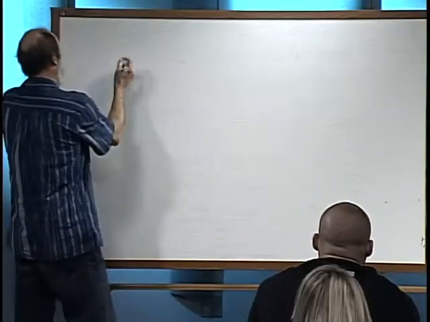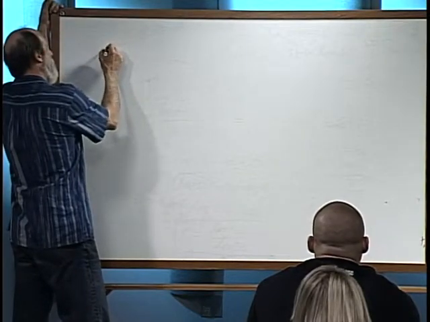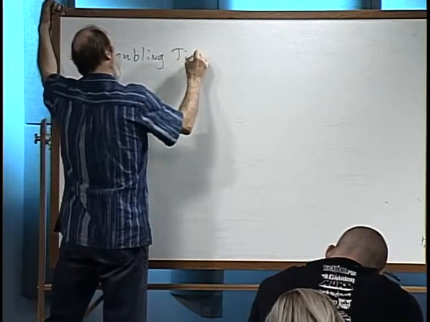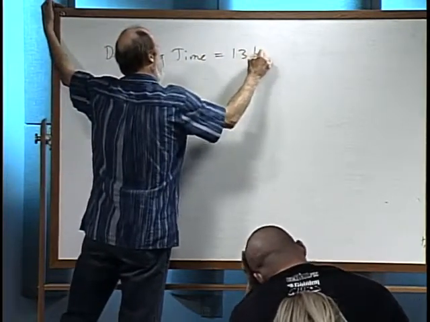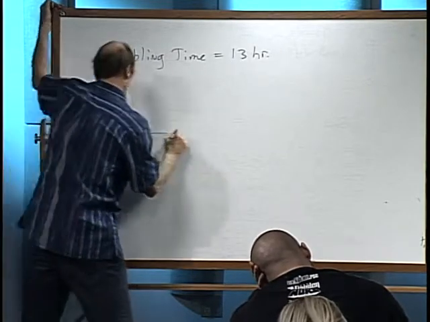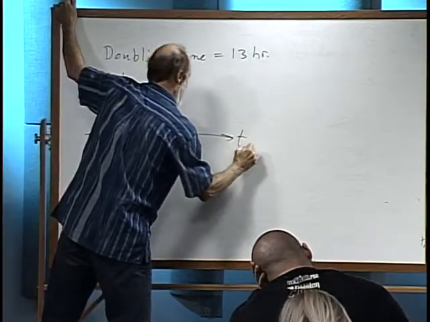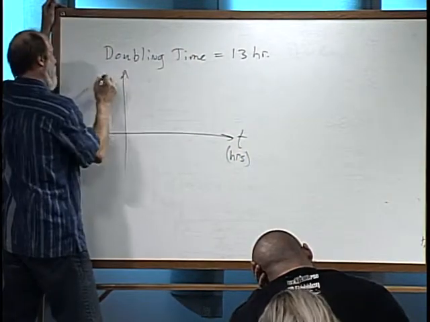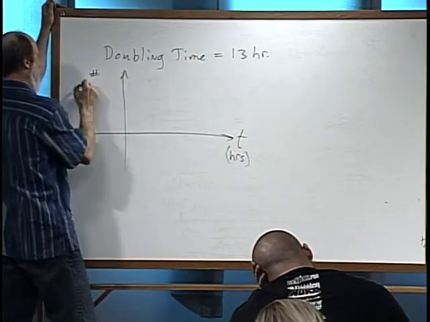Okay, so what I want to think of is we have a doubling time equals 13 hours. So I'm going to graphically think about this. So here's time in hours, and this is the number of bacteria.